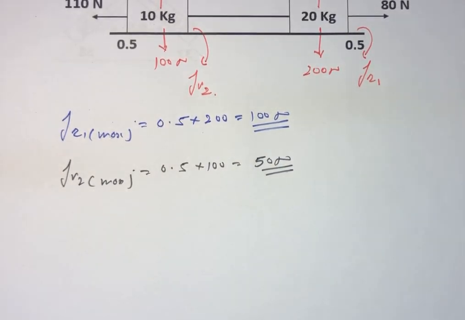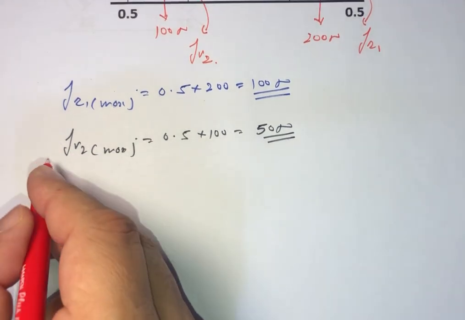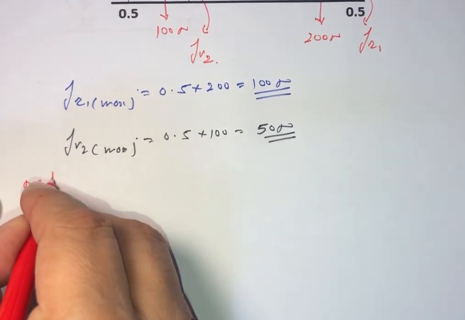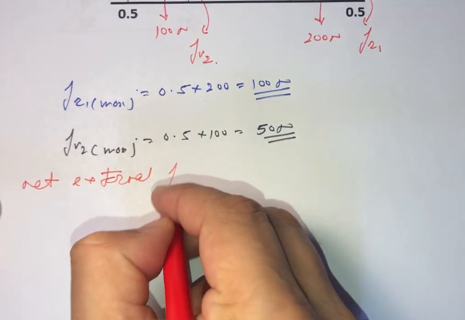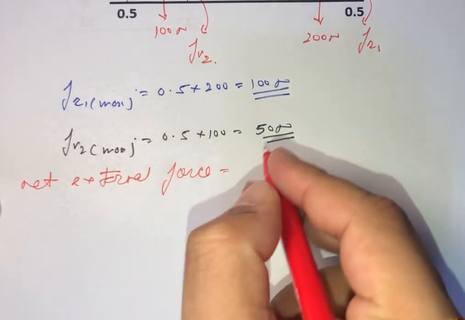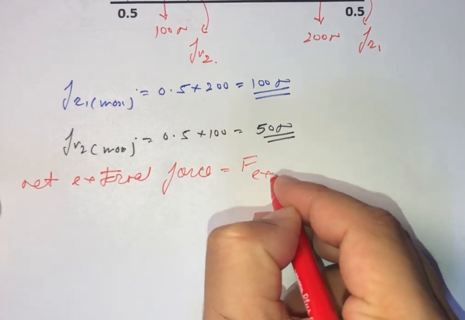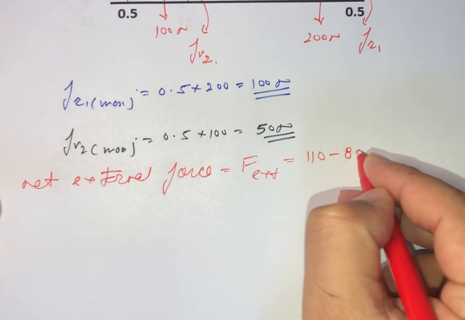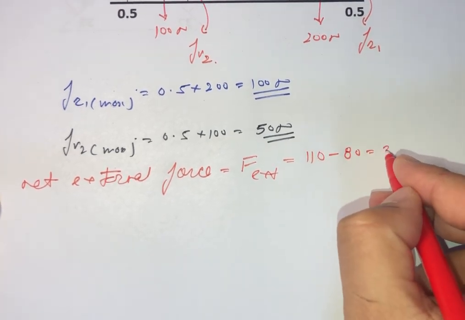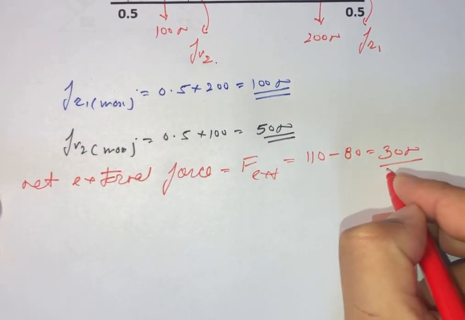And now same approach, we find out net external force. So we can see that net external force, that is denoted by F external, will be equal to 110 minus 80, and which will be coming as 30 Newton.